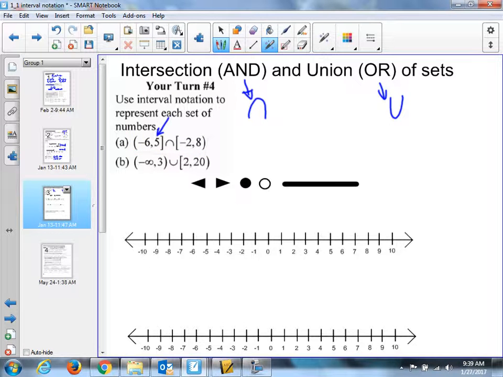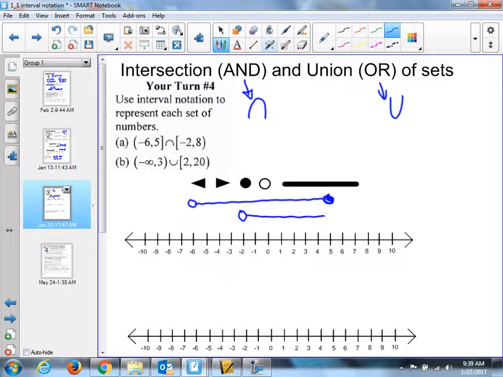Anything between negative 6 and 5, not including the number negative 6, and, so that's why and, the numbers negative 2 through 8. Now do you see that those numbers, if you visualize them real quickly, I'll just keep them as scratch marks. So negative 6 to 5, dot there, and negative 2 to 8.